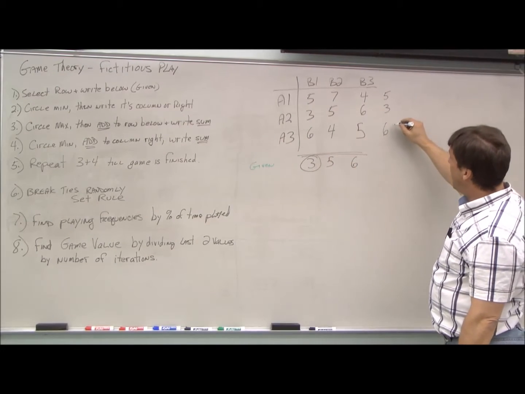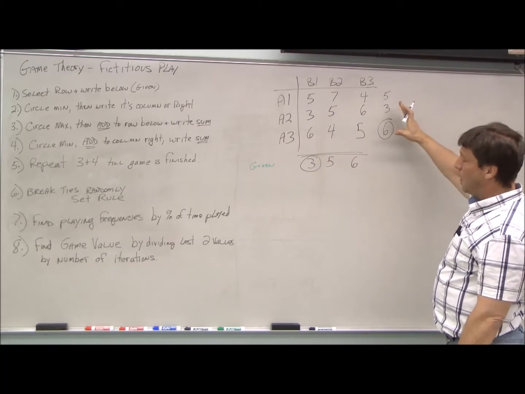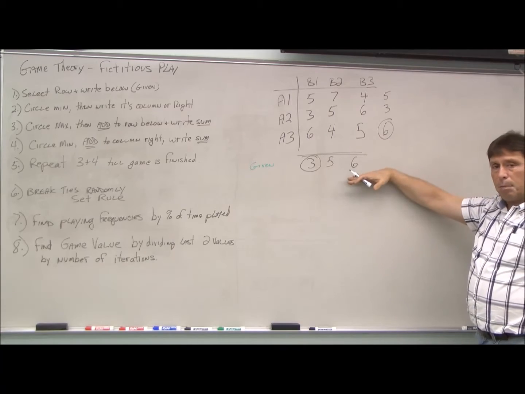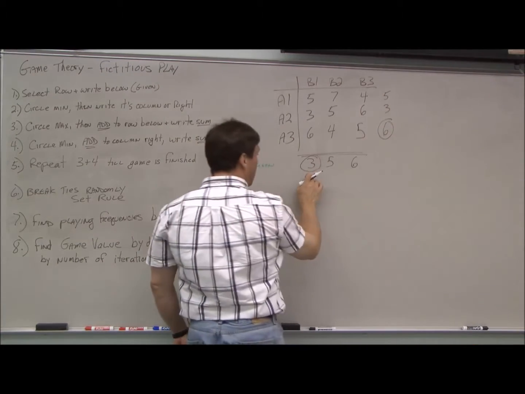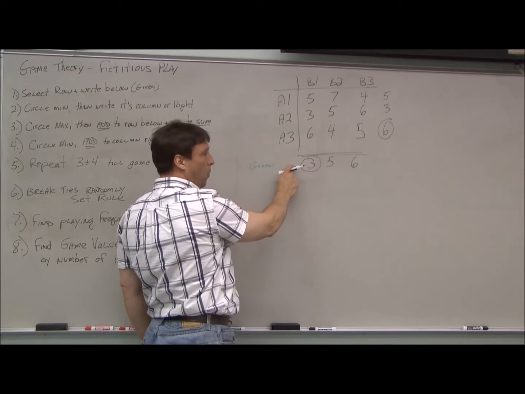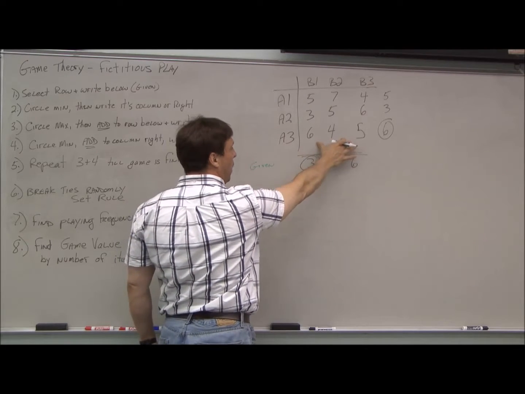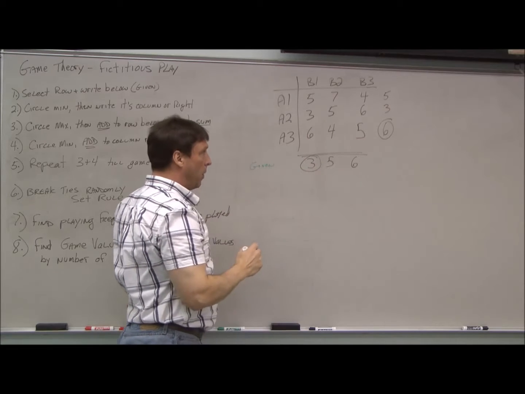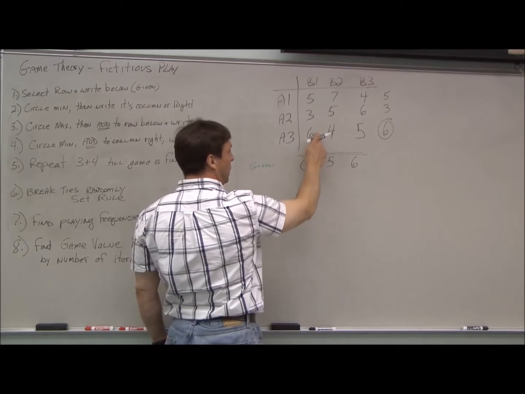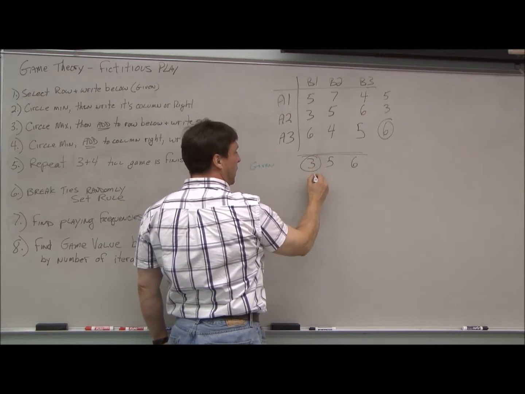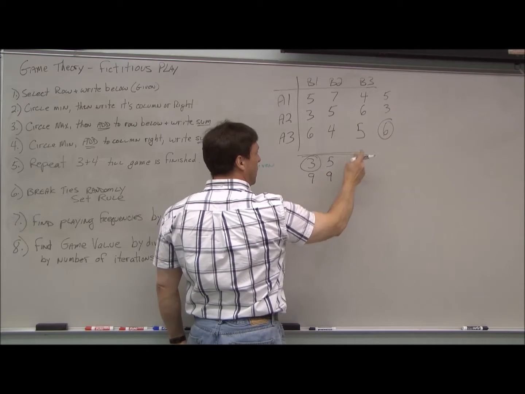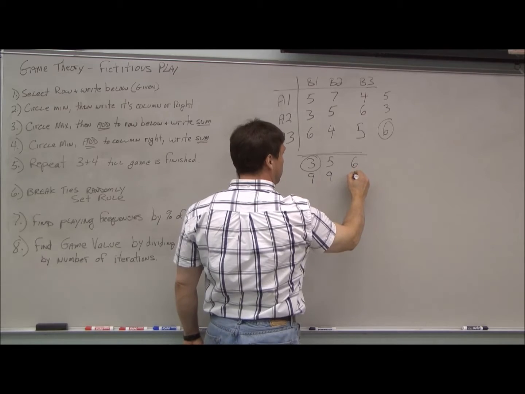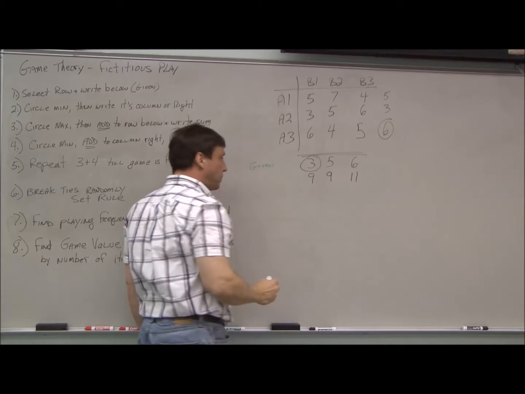We circle the maximum. So when we go to the right, it's the maximum. When we go below, it's the minimum. And we take this row and we add it to the row we already have and write the results. 6 plus 3 is 9. 4 plus 5 is 9. 5 plus 6 is 11.